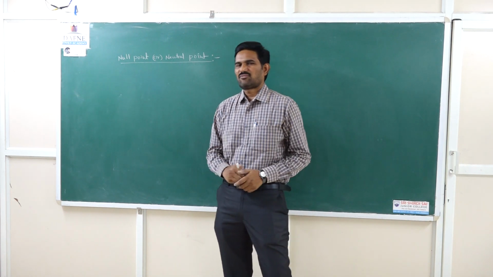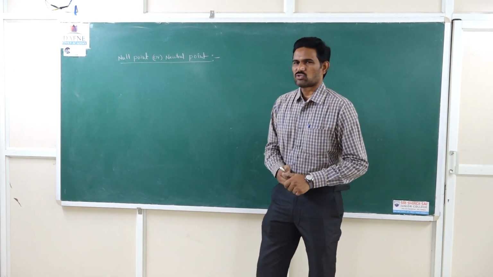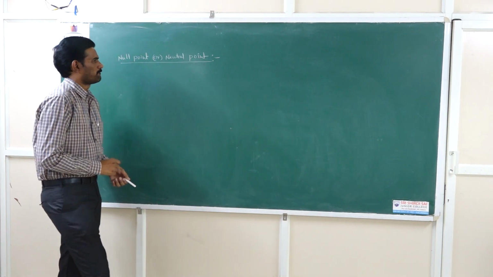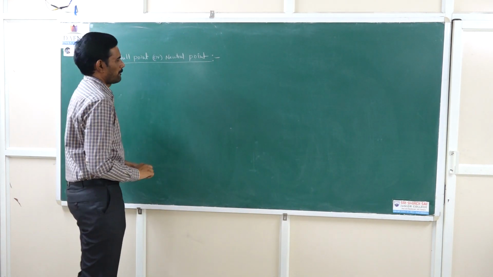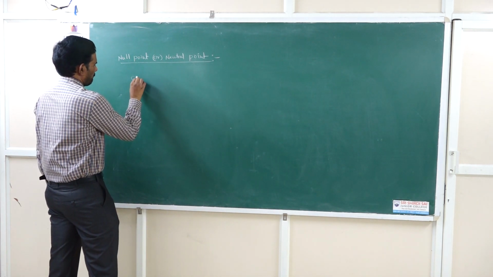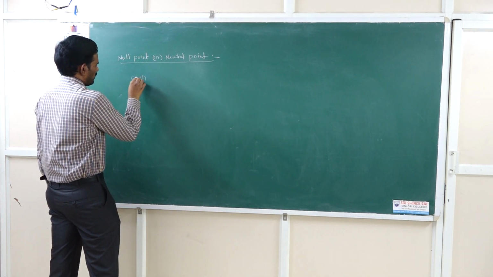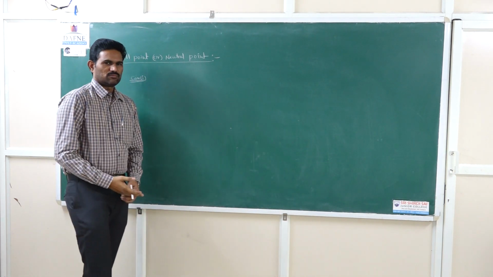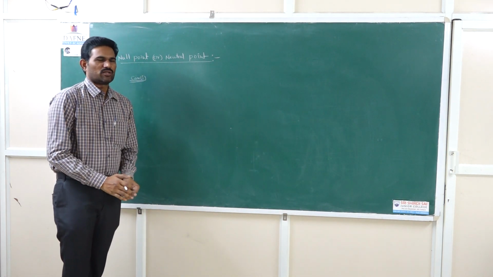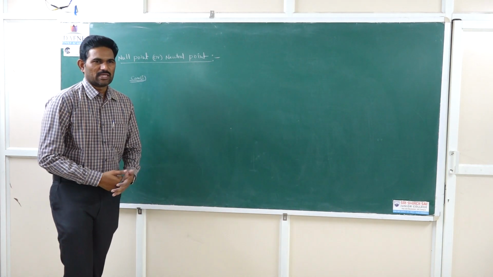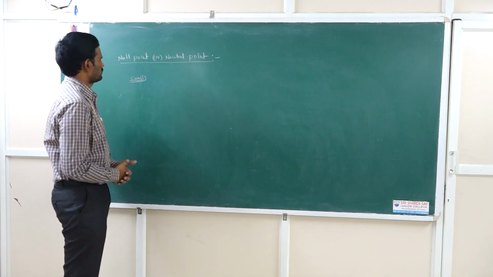So simply write the definition of null point or the neutral point. The point where the resultant electric field is zero is called a null point or neutral point.